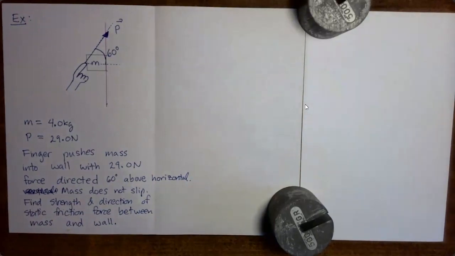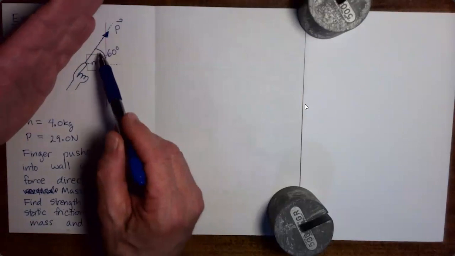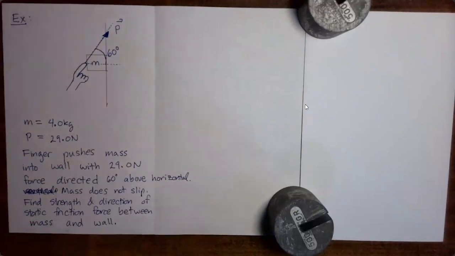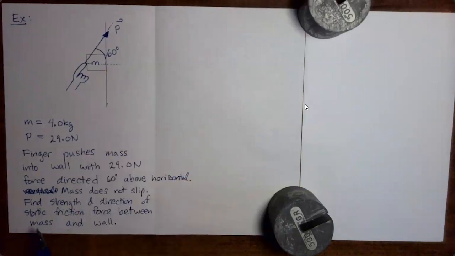In this example, we have a finger which is pushing a mass into a wall. We are given the mass, 4 kilograms. We are given the strength of that push, 29 newtons. And also we're told that the push force is directed at a 60-degree angle above the horizontal. We're also told that the mass does not slip. And so we want to find the strength and the direction of the static friction force acting between the mass and the wall.